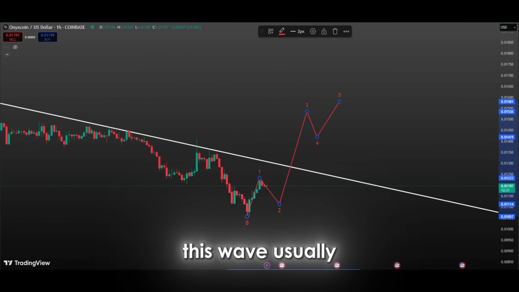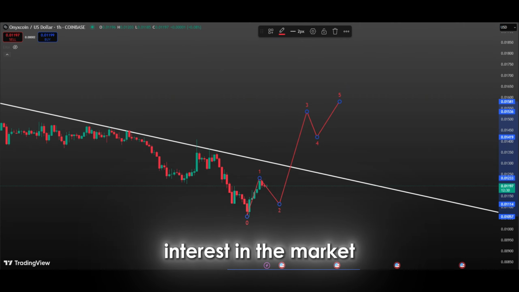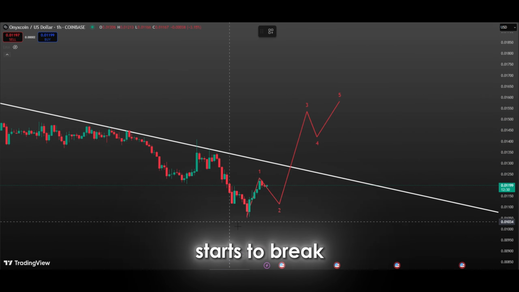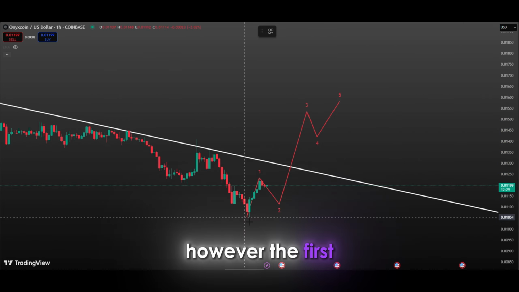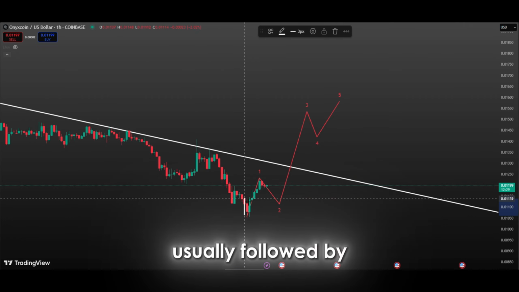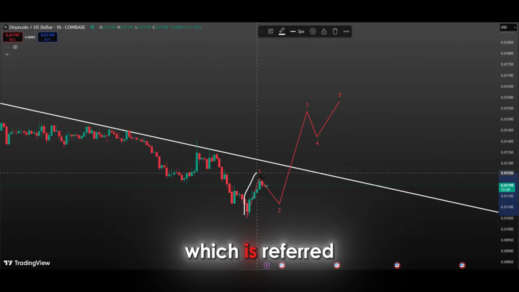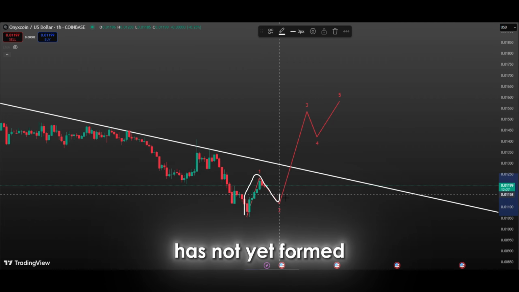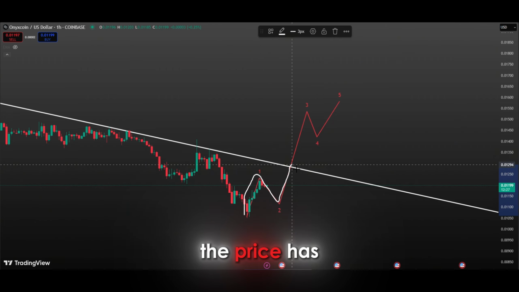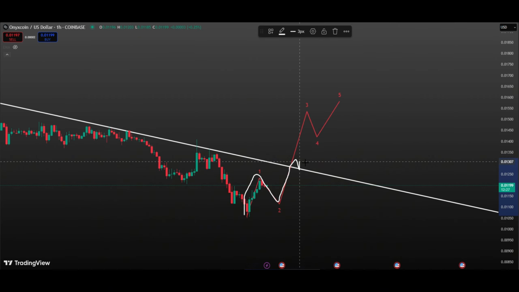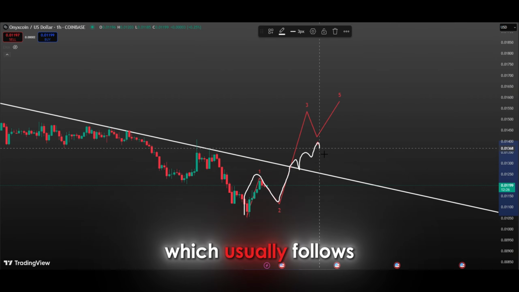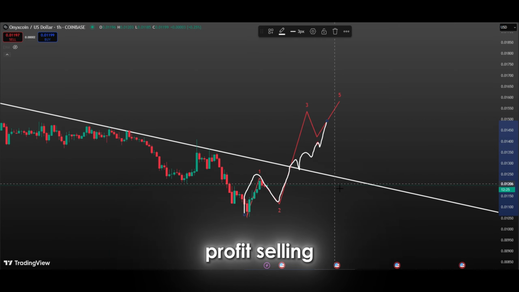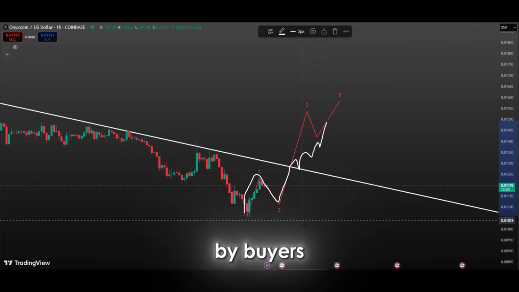This wave usually occurs at a time when investor interest in the market starts to pick up again. Buying picks up momentum and the market starts to break out of its downtrend. However, the first bullish wave is usually followed by a correction, which is referred to as the second wave. At the moment, we see that the second wave has not yet formed. This means that the price has yet to make a major correction. The second wave is a retracement, which usually follows a bullish move in the first wave. This wave represents a period of profit selling and some retracement by buyers.